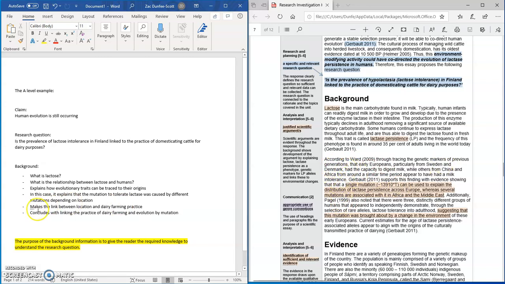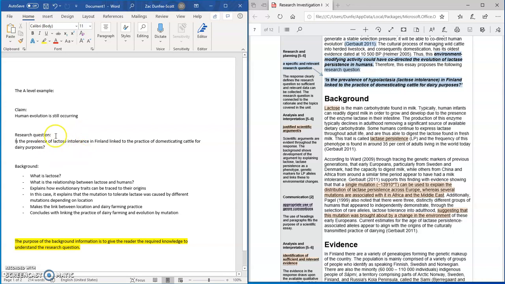Okay, then it makes the link between location and dairy farming practice. Down here it says obviously these areas had different dairy farming practices, hence they've had different origins and therefore had different mutations. And then it concludes the background by linking the practice of dairy farming and evolution by mutation. So they're the two main parts of this research question: linking the practice of dairy farming and the evolution by mutation causing this lactose intolerance.